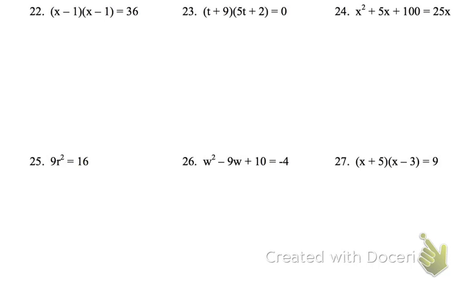This is the solution video for numbers 22 through 27 on the Chapter 8 test review. Starting with number 22, the first issue is that we don't have 0 on that right side.